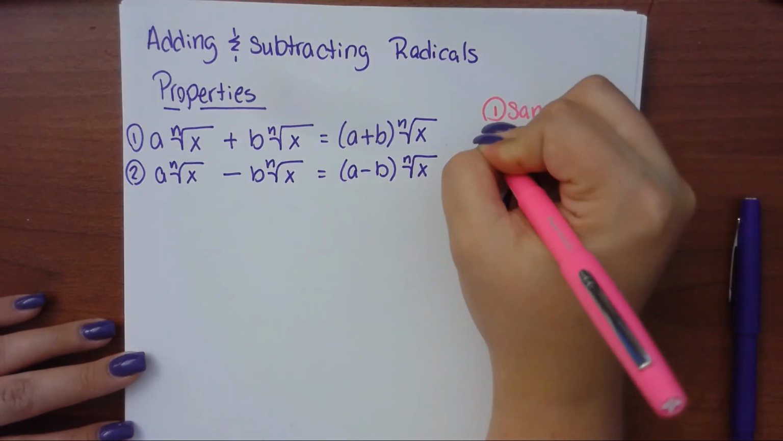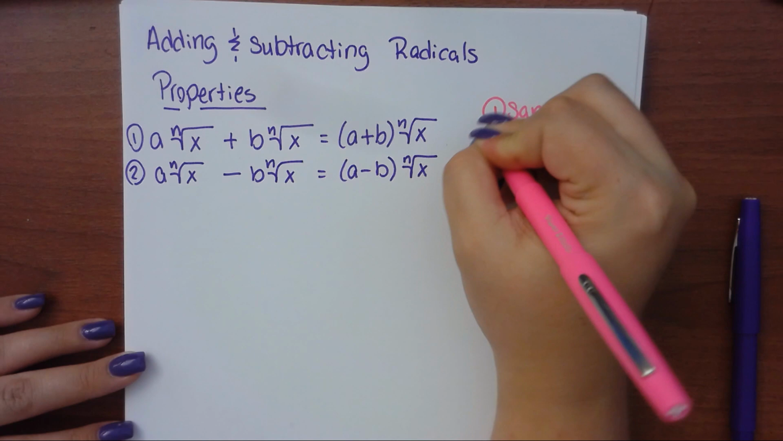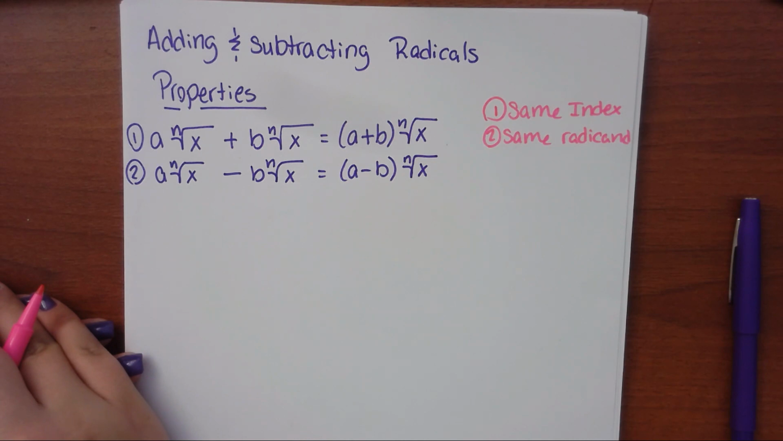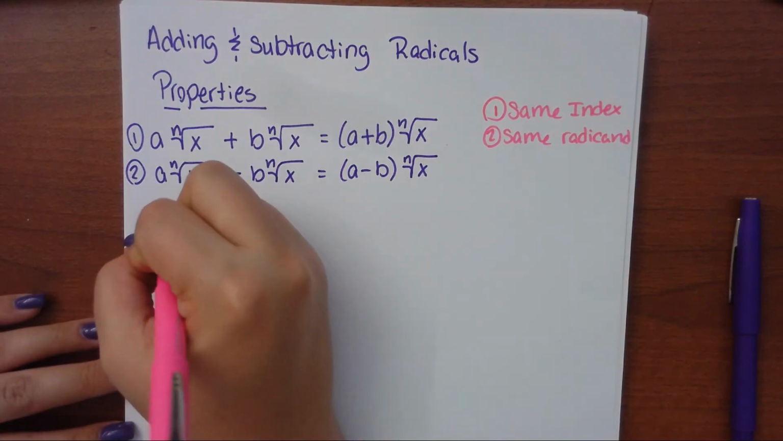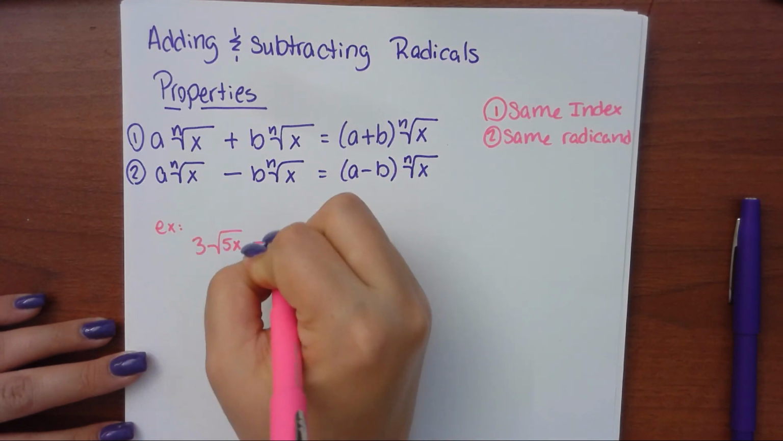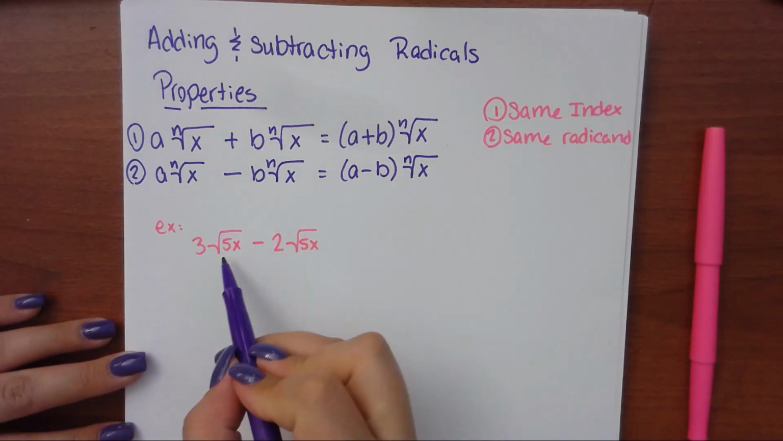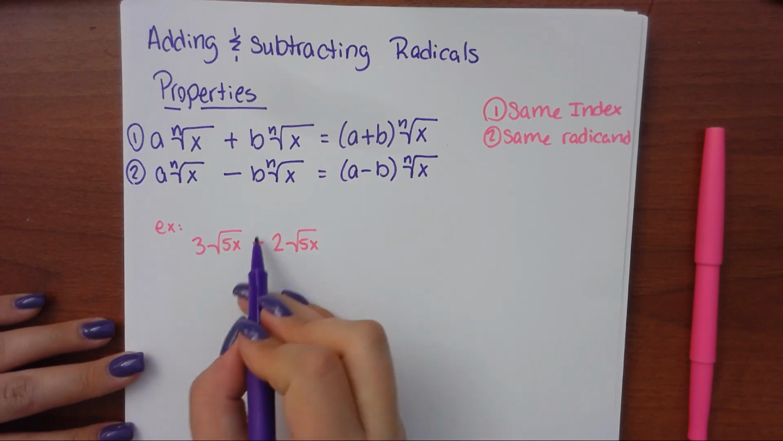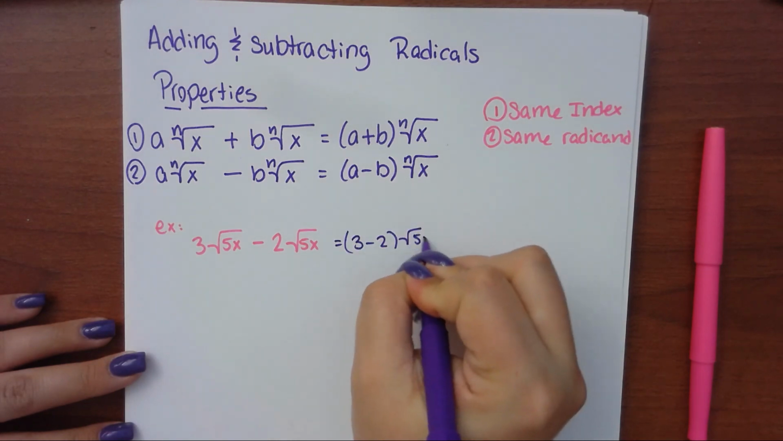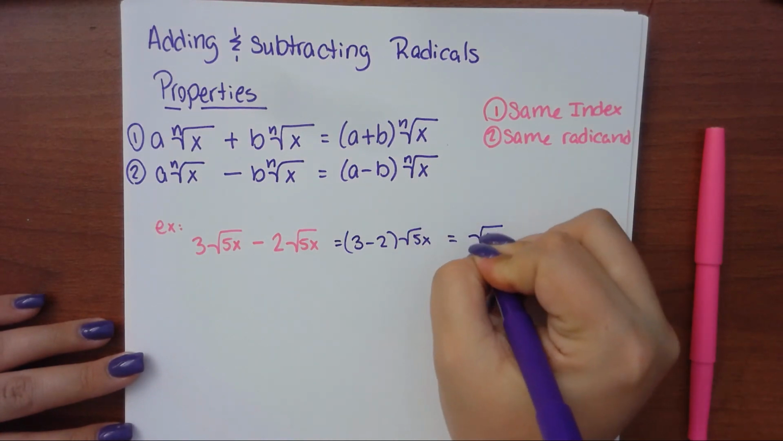They must have the same radicand. If there is not the same index and not the same radicand, then this will not work. So for example, if I have 3 square root of 5x minus 2 square root of 5x, then I would just add these like the square root of 5x were a variable. I would say 3 minus 2 square root of 5x. 3 minus 2 is 1, so this is just going to be 1 square root of 5x. Done.